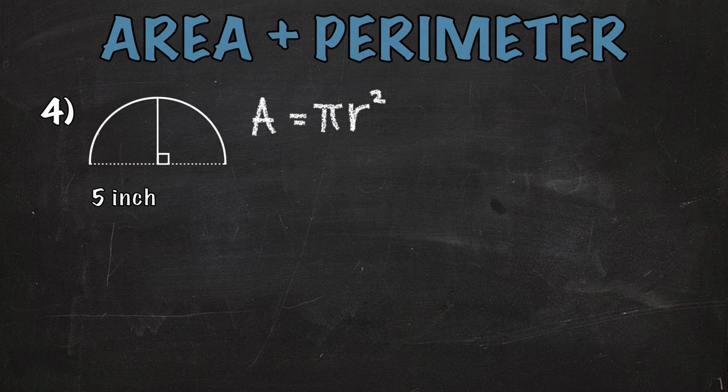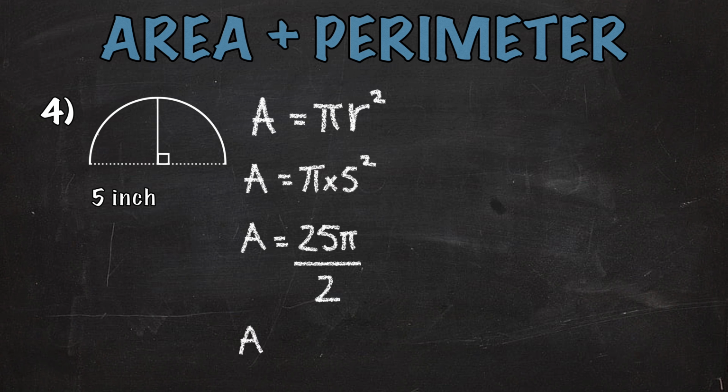So the formula remains the same, however there is an extra step at the end. So area is equal to pi times 5 squared, which gives us 25 pi. However, in order to find the area of half the circle, we have to halve our answer. So area is equal to 25 pi divided by 2, which will give us 12.5 pi inches squared.